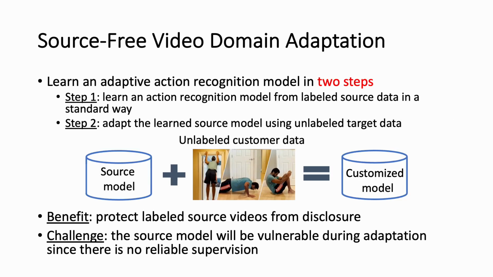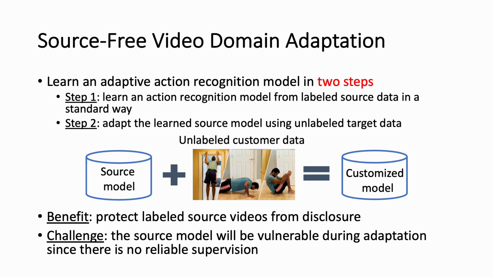Here are the details. The problem is that we want to learn an adaptive action recognition model in two steps. In the first step, we learn an action recognition model from labeled source data in a standard way. In the second step, we adapt this learned source model using unlabeled target data. So we have a source model, which is learned using labeled source data. We want to adapt this model to the customer use cases using their unlabeled customer data, and then we get a customized model.